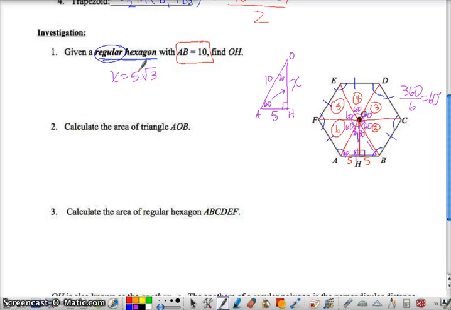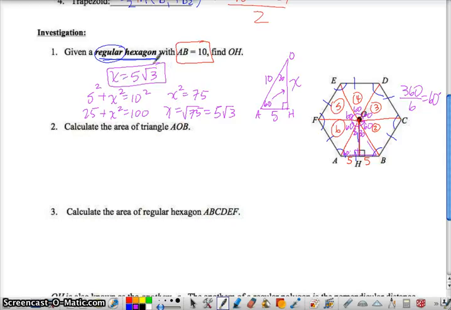Or you could do the Pythagorean theorem, and you'd say that 5 squared plus x squared equals 10 squared, 25 plus x squared equals 100, therefore x squared equals 75, so x equals the square root of 75, which is 25 times 3, and the square root of 25 is 5, so that's 5√3, same. So now we know the length of OH is 5√3, excuse me.